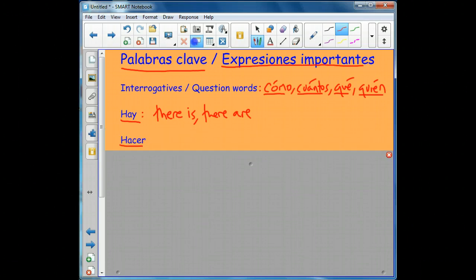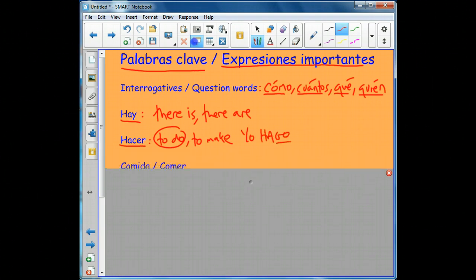When we talk about ourselves, we're going to want to know what we do. So hacer is a word that means to do. It also means to make, but in our context here, we're going to be using it for to do. All right, so what do you like to do, for example? The verb hacer is such a common verb that we need to know. Oh, keep in mind, the yo form of this verb is yo hago. So it's a go verb. It's a G verb. It's not regular. It's irregular.